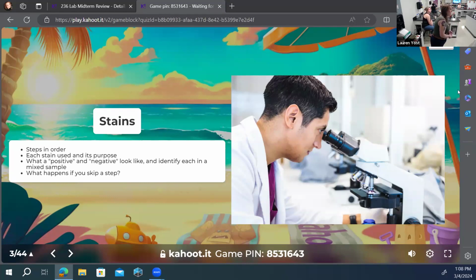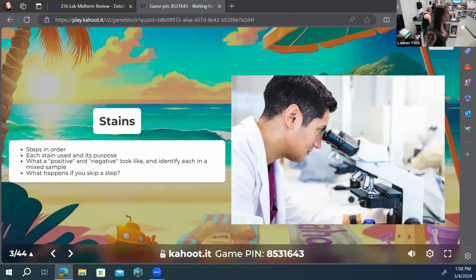What happens if you skip a step? This is especially true, of course, I think I've already warned you guys about this, the gram stain. Be aware of what happens if you miss the alcohol step in the gram stain or something like that. So if you can walk yourself through what it should look like at each step, because you know what's going on for each step, then you should be doing pretty good for that.